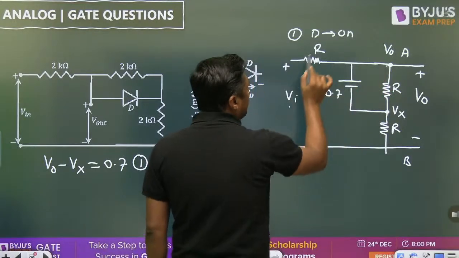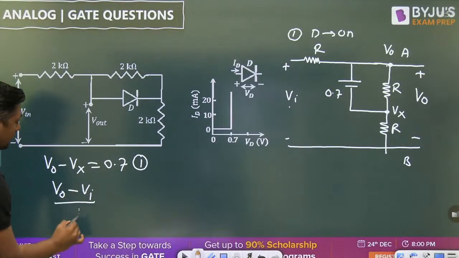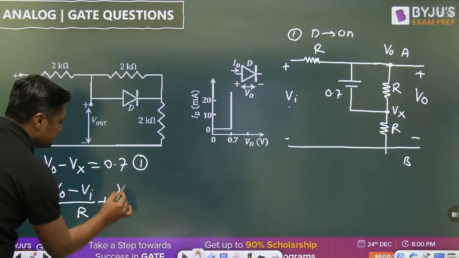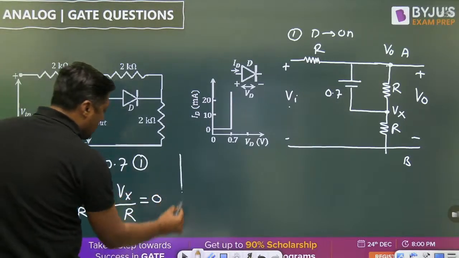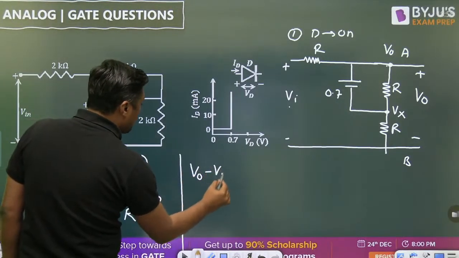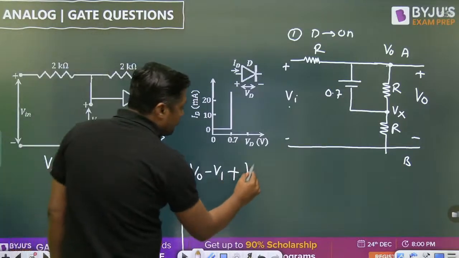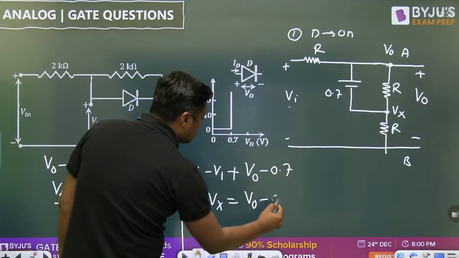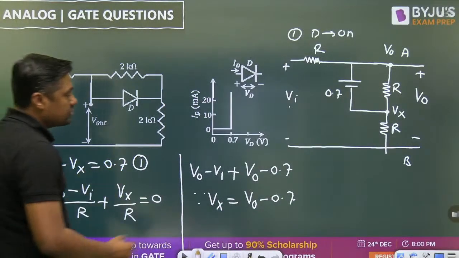So V0 minus Vi by R. I am applying the super nodal. I am writing the KCL by R plus, now at this point write down the KCL, Vx by R is equal to what? 0. So R cancels out. Now V0 minus Vi plus Vx. What is the Vx here? Vx will become V0 minus 0.7 from this point. This is the Vx, V0 minus 0.7 from equation number 1. It will become 0.